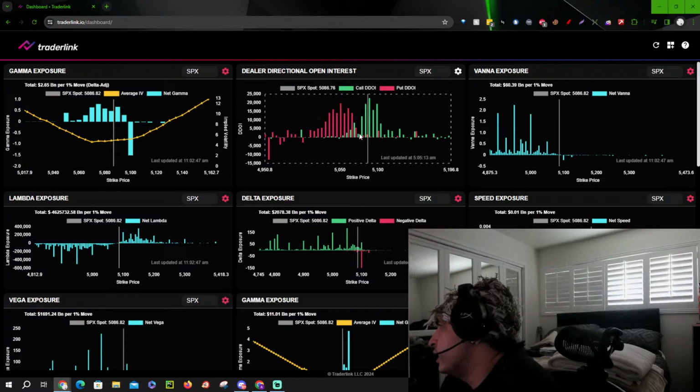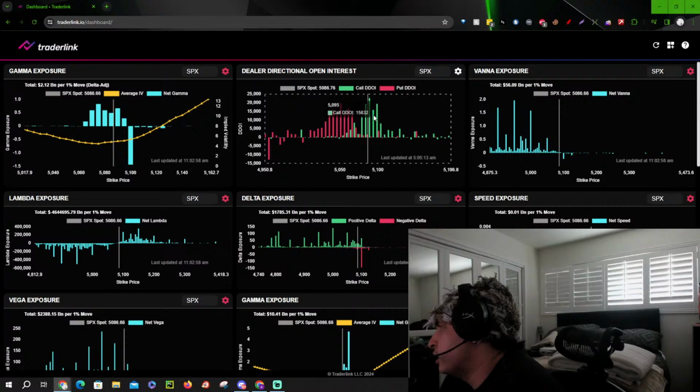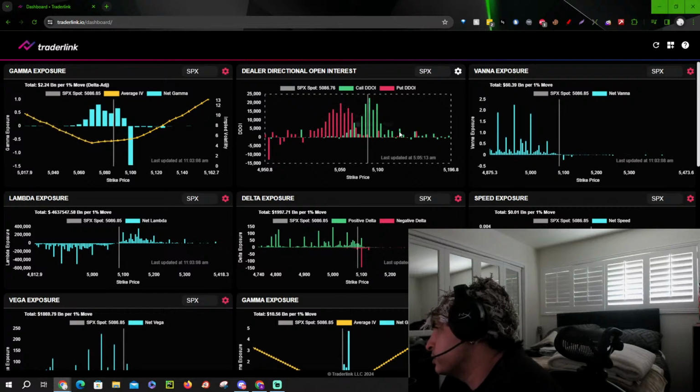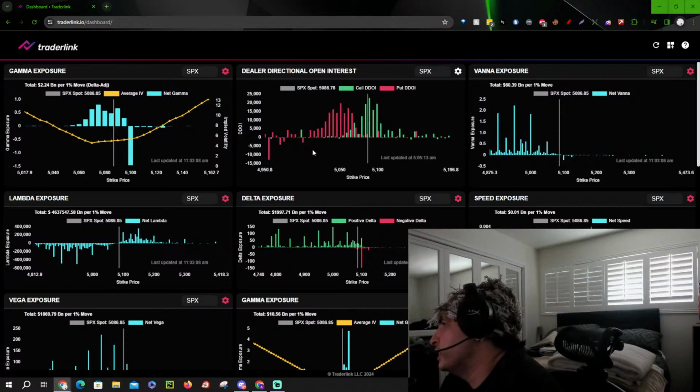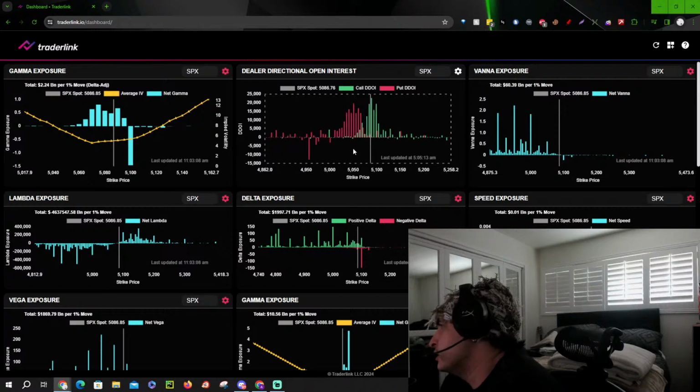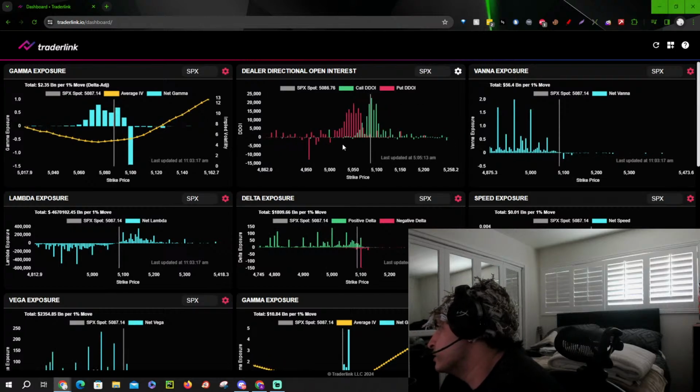This I like to use as resistance here. This little gap between the call options and the put options, and at the upper ends of these, you can think of them as short or long opportunities. I like to go short up here, long down here. And that's generally how I like to use it. Pretty basic understanding. Nothing too crazy.